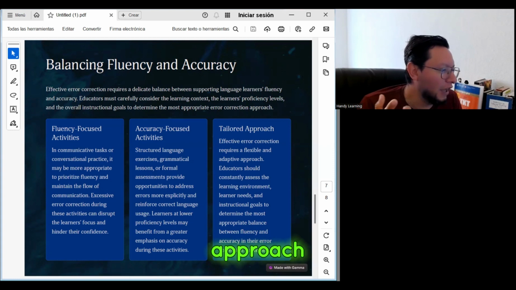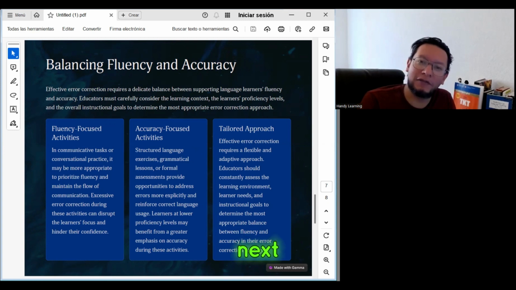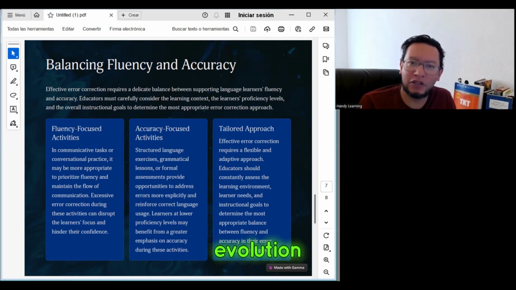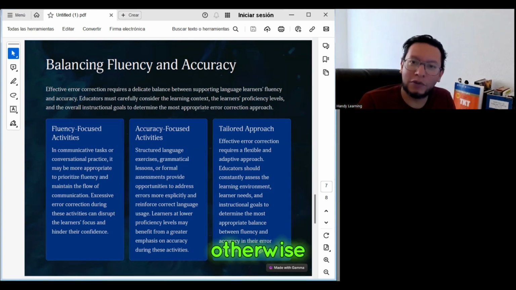Or it says tailored approach. Effective error correction requires a flexible and adaptive approach. Educators should constantly assess the learning environment. We need to talk about assessment, which will be the next video, the next topic, okay, types of assessment. I will only talk about formative and summative assessment, continuous evaluation, or exams. We are evaluating the production of a language, unless our focus is accuracy, in which we should determine with a grade the progress of a student. Otherwise we are evaluating the ability of a student to produce the language, in which we cannot just give a grade because it will be too subjective. So we should use continuous evaluation techniques, but we will see that in the next class, which is types of assessment.